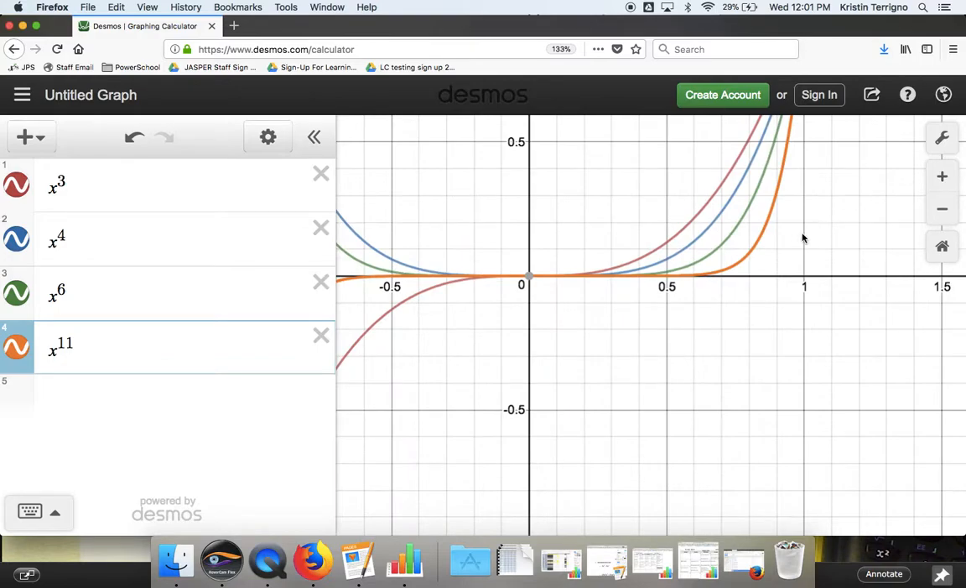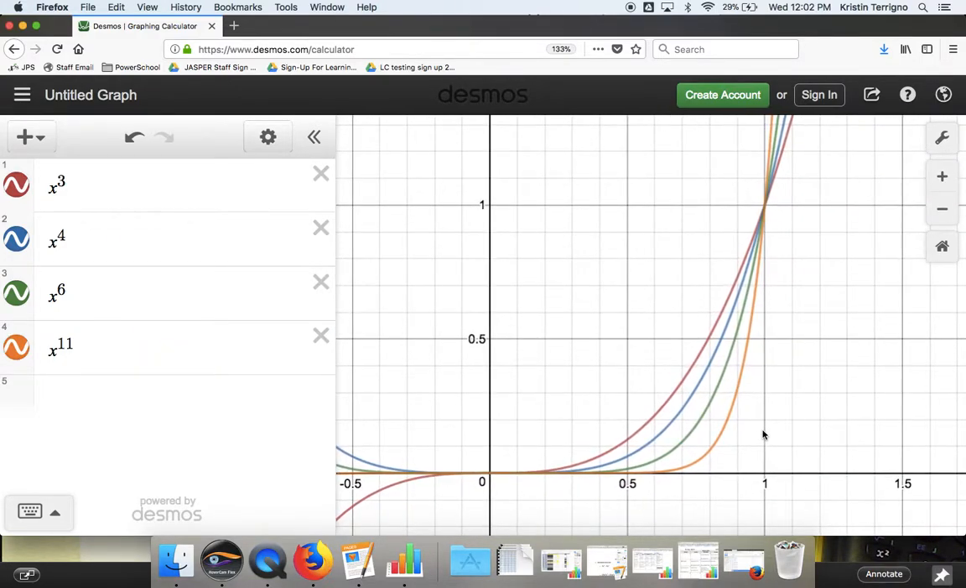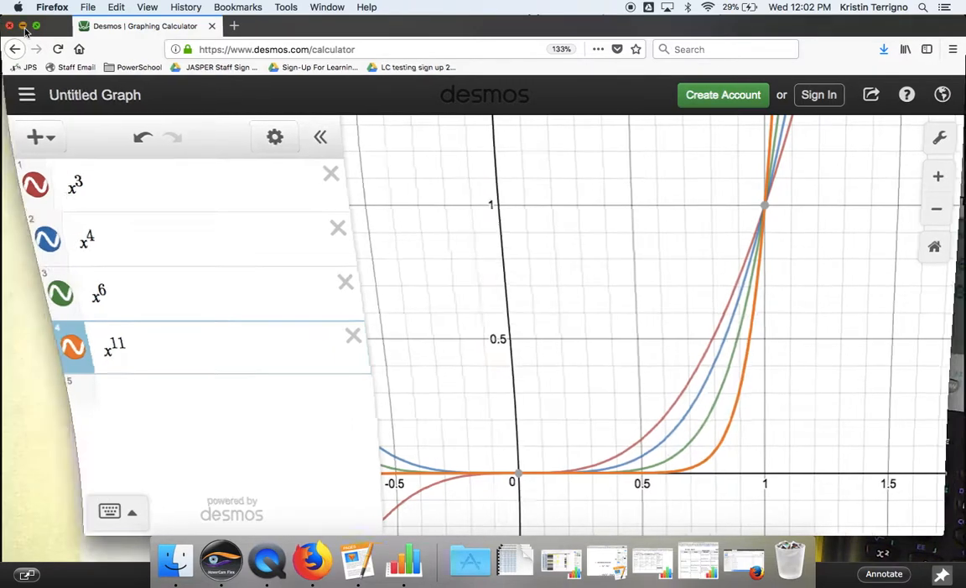But if I zoom in here, all right, so I'm zoomed in really, really close, notice that all of these graphs share 0, 0. All of them go through 0, 0. They also all go through 1, 1. So 0, 0, and 1, 1. Those are nice, safe bets for every single power function. They're always going to contain those 2 points. And again, that's because 0 to any power is 0, and 1 to any power is 1.